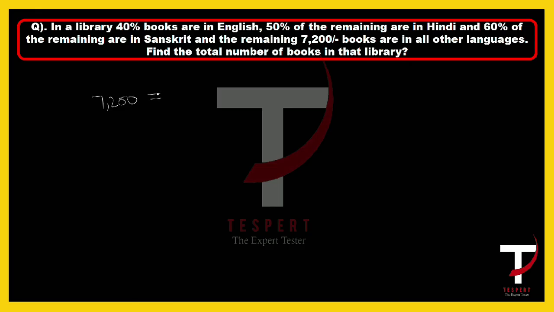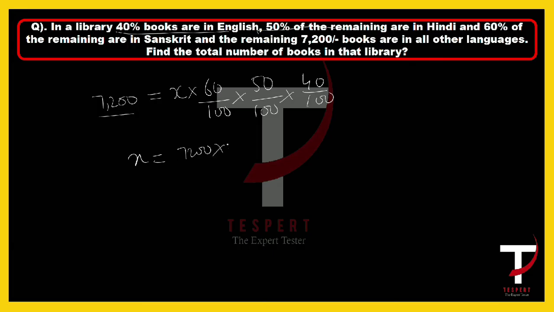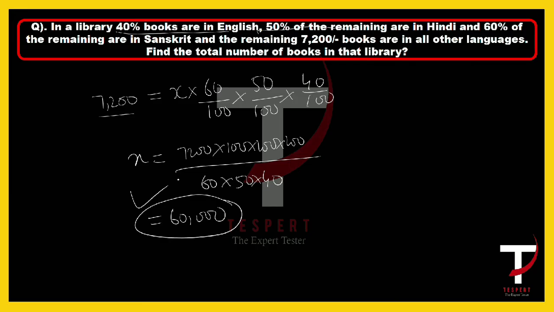Let us assume the total number to be X. We solved this method in lots of problems previously. So remaining books is equal to X into, if 40% of books are in English, the remaining is 100 minus 40, 60 by 100, into, if 50% of the remaining books are Hindi, then the remaining is 50 by 100, into, if 60% of the remaining are in Sanskrit, the remaining is 100 minus 60, which is 40 by 100. So X will be equal to 7,200 into 100 into 100 into 100 divided by 60 into 50 into 40. We get X as 60,000 books. The total number of books in the library is 60,000.